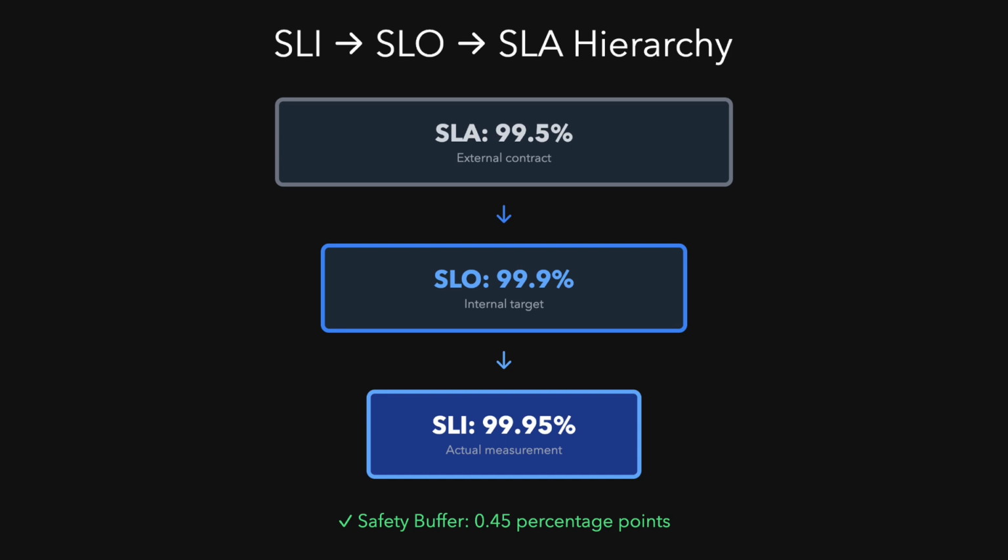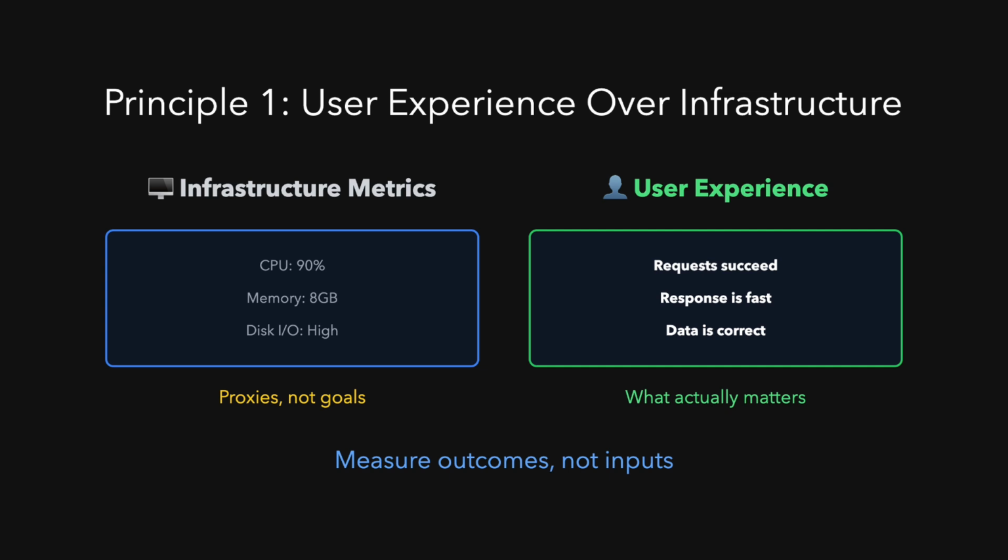So, now that we have definitions, let's talk about the principles that make this framework powerful. The first one is user experience is the only reliability metric that matters. This is the foundational insight from Google's SRE practice. So your infrastructure metrics are proxies, but not goals. Put simply, if users can't tell the difference between 99.95% and 99.99% reliability, the extra 9 is waste.